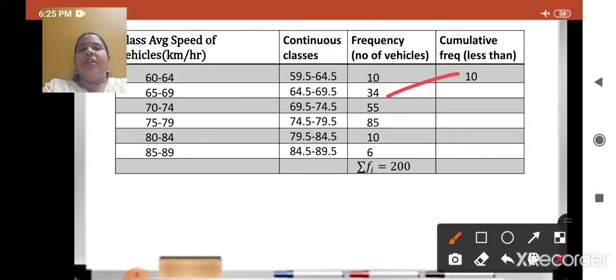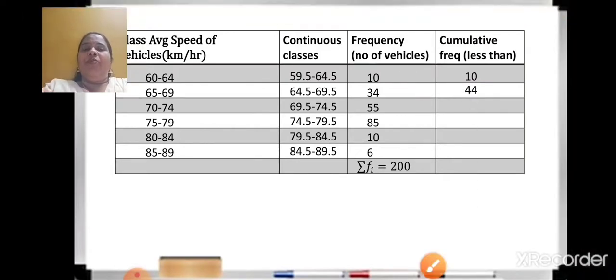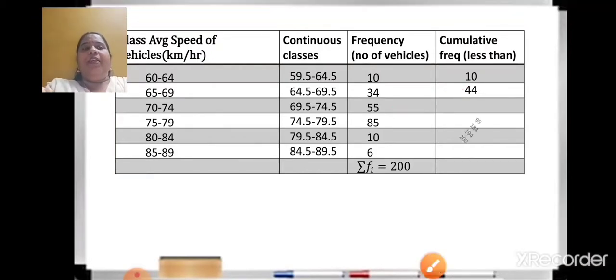Yes, like this. 10 plus 34, how much? 44. So you will get 44 here. 44 plus 55, you will get 99. And in the same way you can add, and you will get the last number as 200. And this is a clue to remember: this 200 should tally with the total of frequency. Okay.